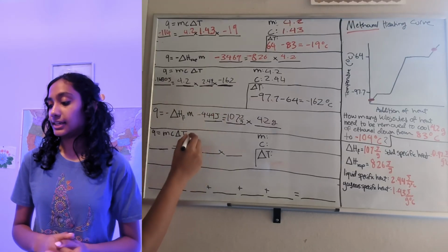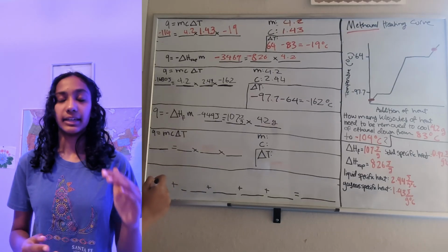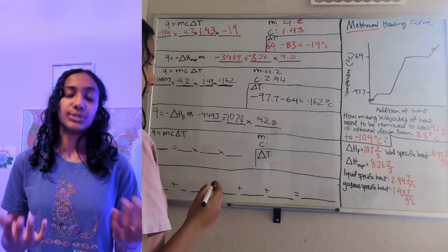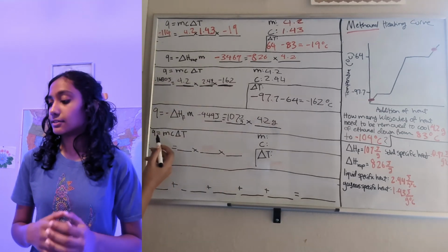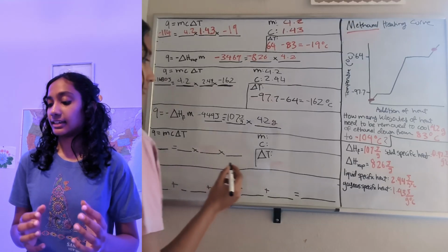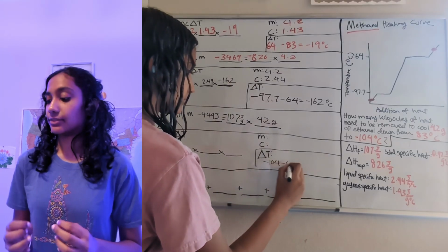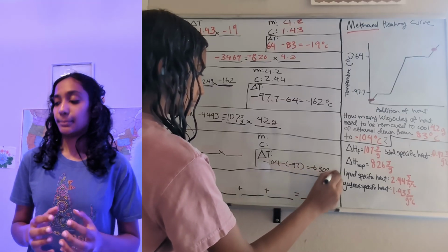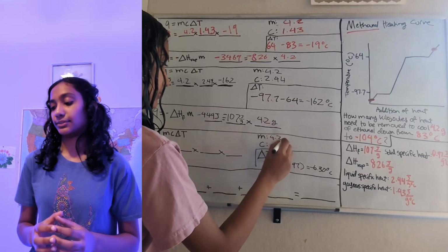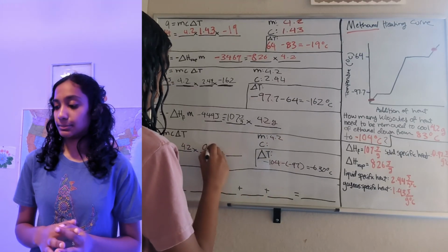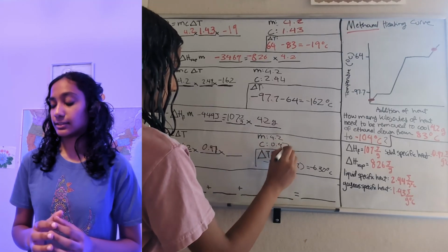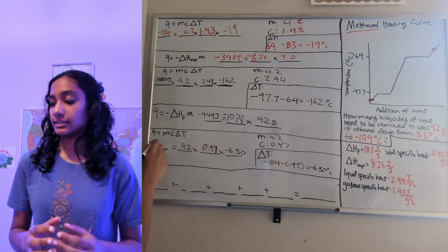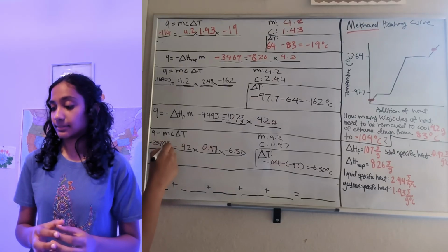Finally, let's find the amount of heat needed to cool down solid methanol from negative 97.7 degrees Celsius to negative 104 degrees Celsius using Q equals mc delta T. To find delta T, we subtract negative 97.7 from negative 104, giving us a delta T of negative 6.30 degrees Celsius. The mass is 4.2 grams times the solid specific heat of 0.97 joules per gram degree Celsius times negative 6.30. This gives us a total of negative 2,570 joules rounded to 3 sig figs.